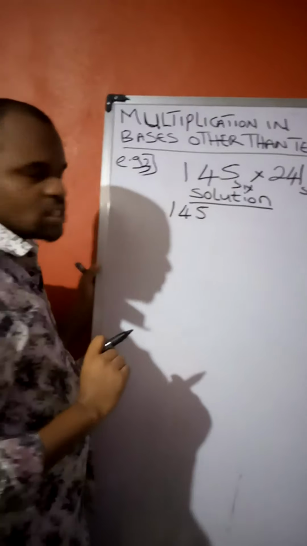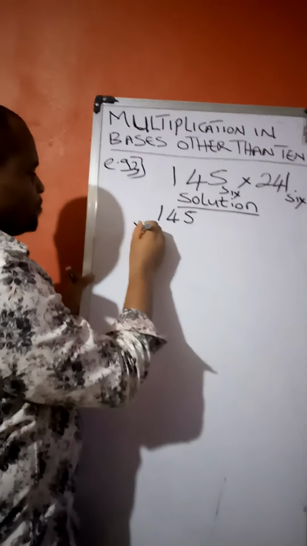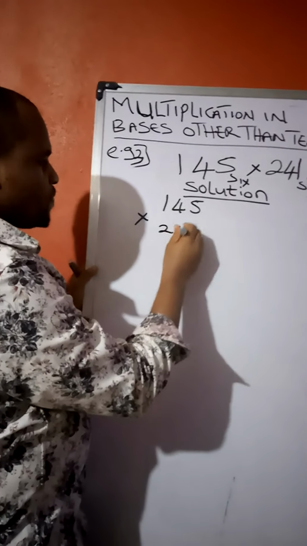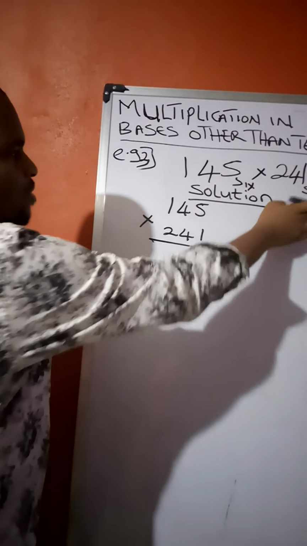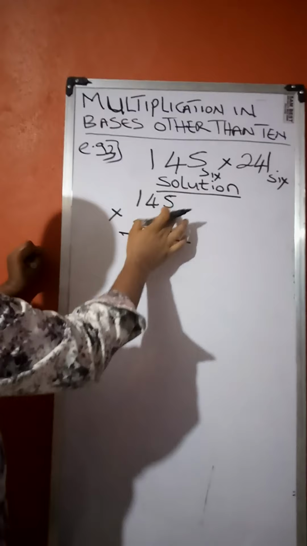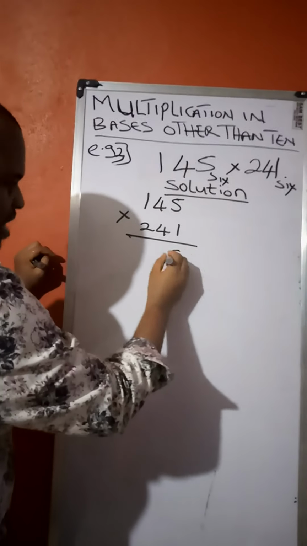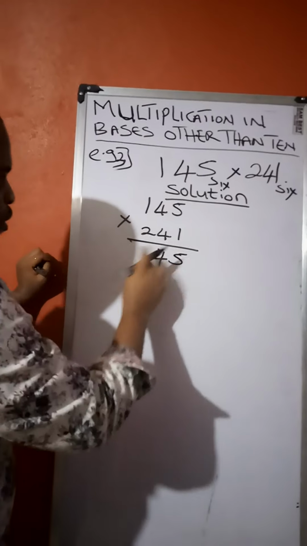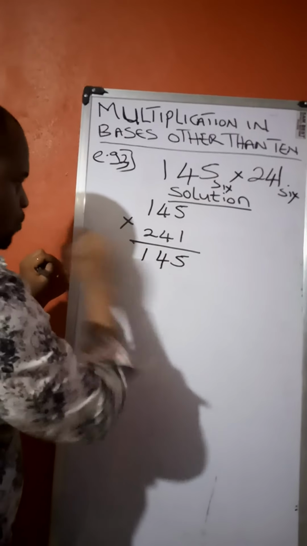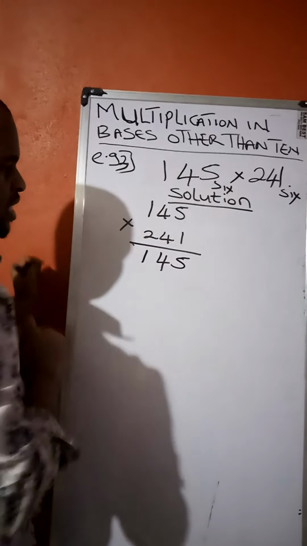Show that you started solving. 145 multiplied by 241. Let's carry out our multiplication. Don't forget we are working in base 6. 1 times 5 is what? 5. 5 is allowed in base 6. 1 times 4 is what? 4. 1 times 1 is what? 1.